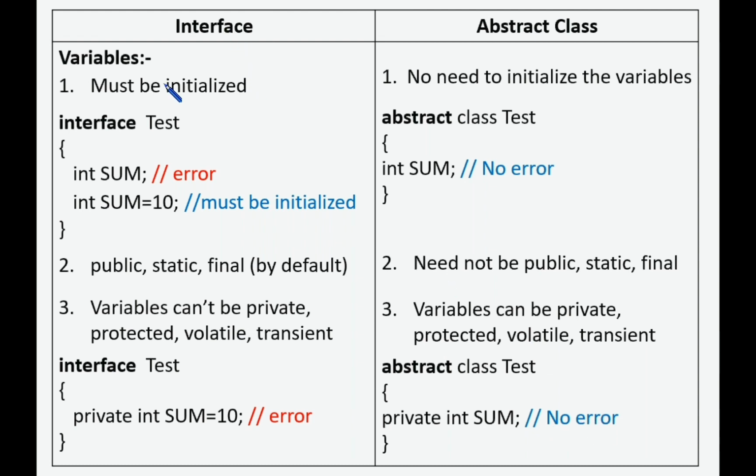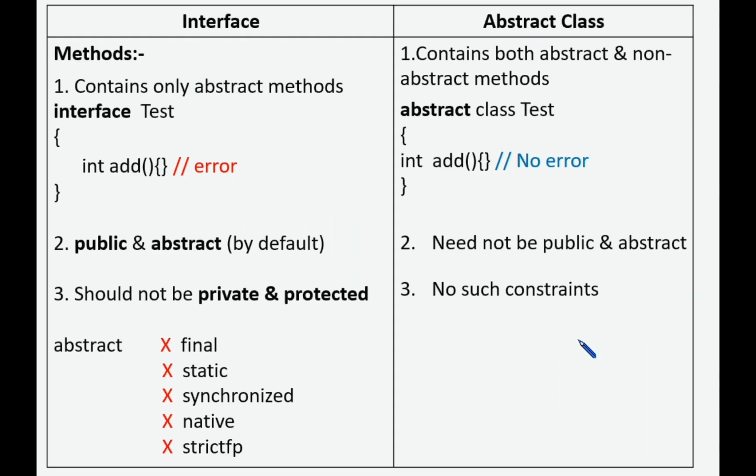Note it down. In case of interface, variables must be initialized. By default, all the variables are public, static and final. We can't give variables the private or protected specifier. Moreover, volatile and transient modifiers are also not allowed. Whereas in case of abstract class, no need to initialize the variables, no need to be public, static and final. Variables can be private, protected, volatile and transient.